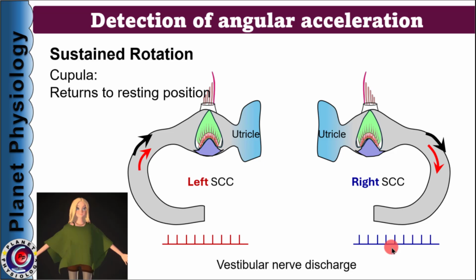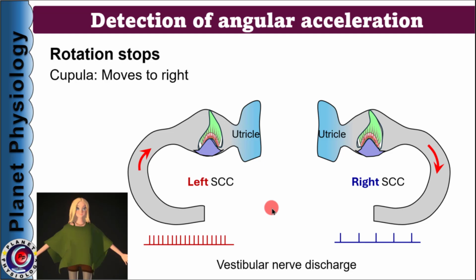When head rotation stops suddenly, the bony canals also stop immediately. But again, the endolymph keeps moving due to its inertia. Now this time, because of this endolymph movement, the cupula turns to the right. Now, in the right canal, hair cells are inhibited and in the left canal, hair cells are excited.